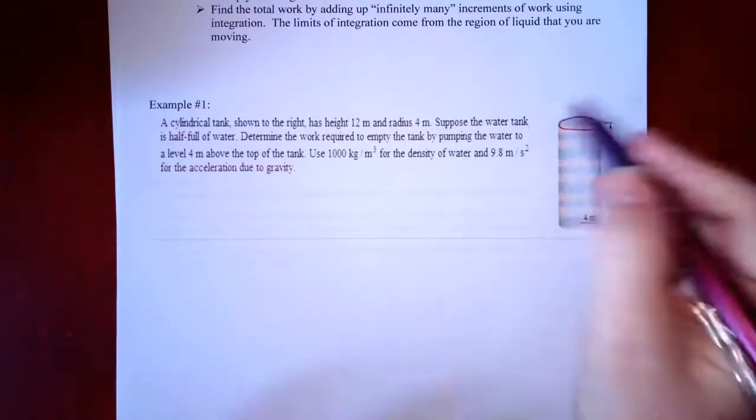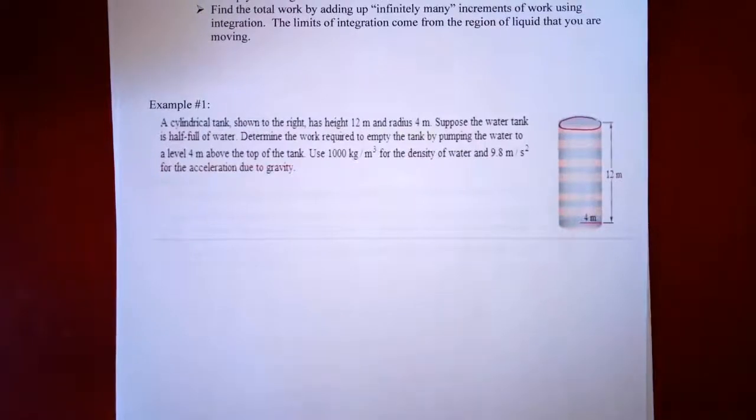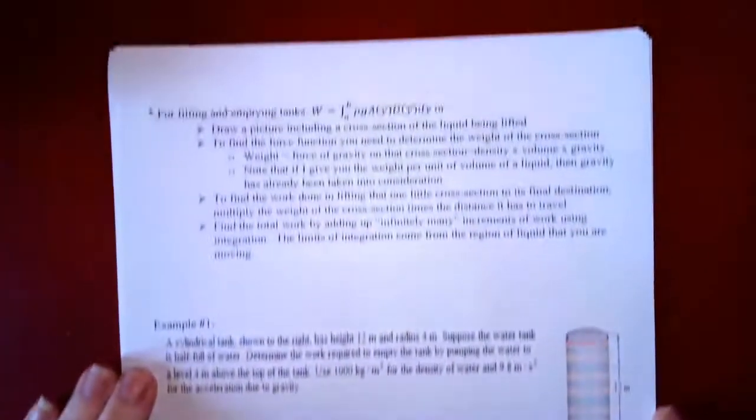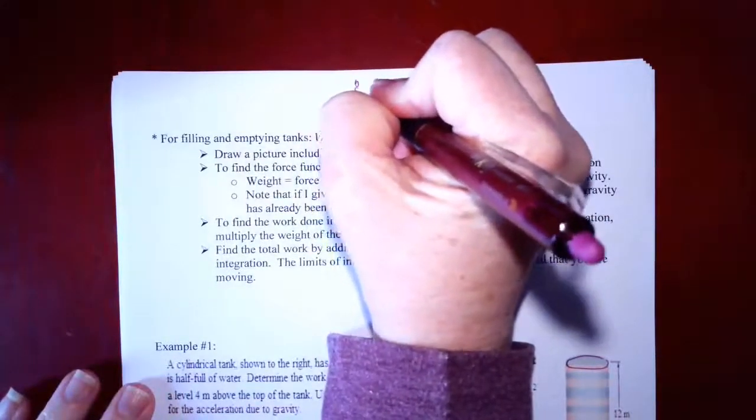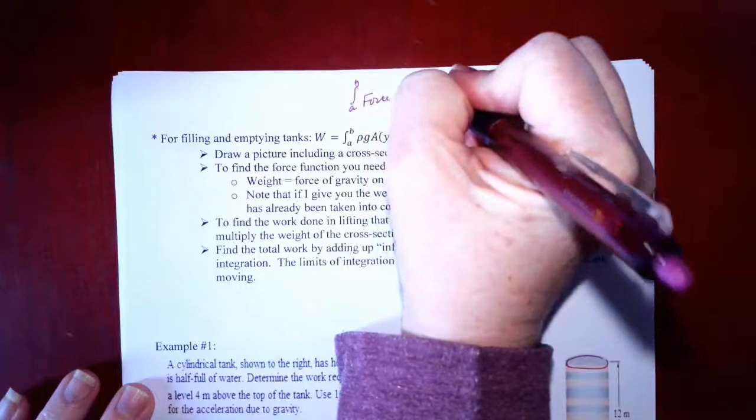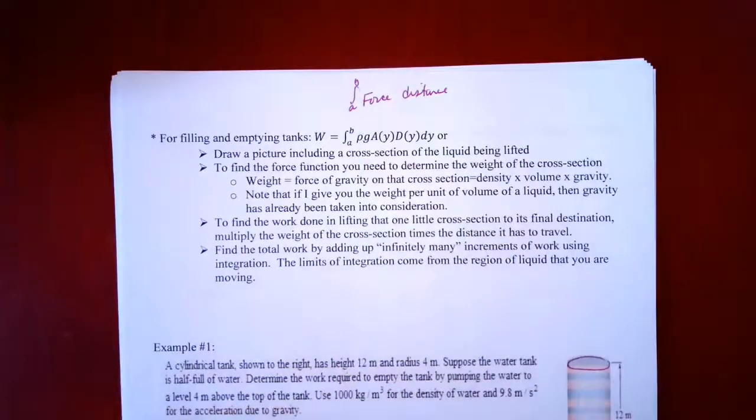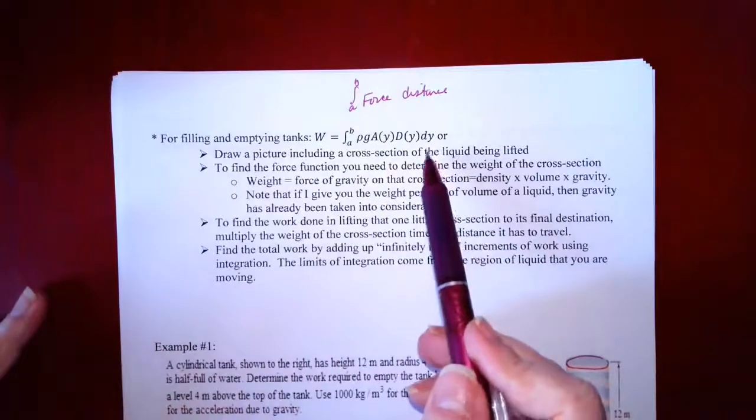Now, what I want you to realize is we're not really talking about logistics here, about where we would really put the pump or anything like that. We're basically going to be figuring out the least amount of work that I could do to fill or empty these given tanks with the liquid that we have. Okay? And so for filling and emptying tanks, work is still the integral from a to b of force times distance. Okay? So you look at this and you go, what the heck is all that then?